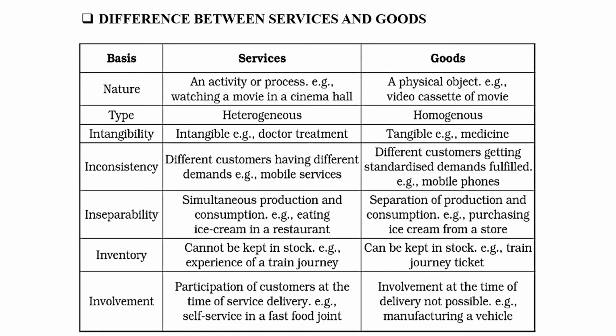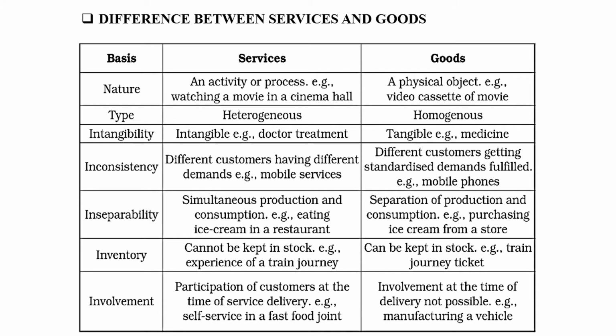What kind of differences are there between goods and services? First of all, in the first column we have the basis, on what basis we are differentiating, and in the second column we have services, and in the third column we have goods. On the basis of nature, a service is an activity or a process. It may be hair cutting, or a massage, or a mobile service. It depends on every person. So it's an activity or a process.